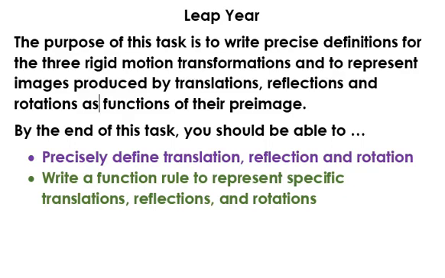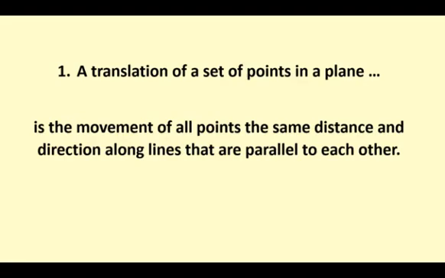By the end of this task, you should be able to precisely define translation, reflection, and rotation, and write a function rule to represent specific translations, reflections, and rotations. In part 1 of the task, the students wrote formal definitions of the three rigid motion transformations that Carlos and Clarita will be using to create the images for the flip book animation.